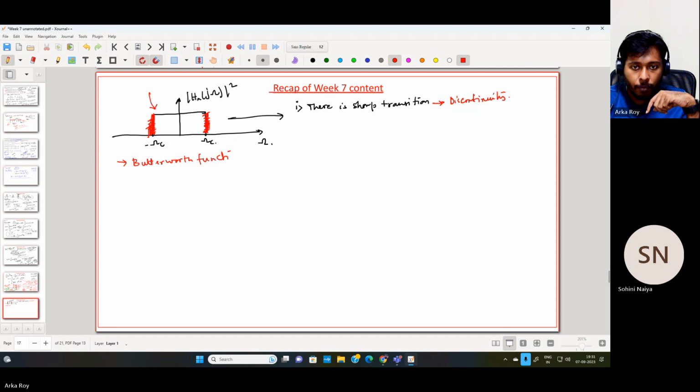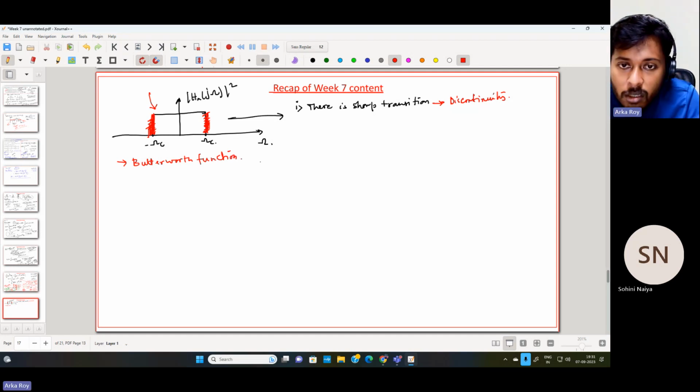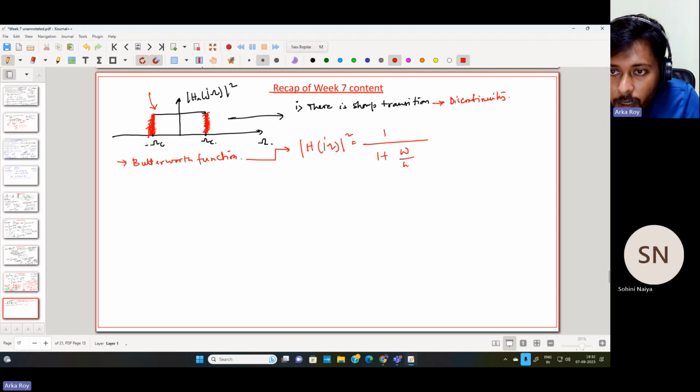So the magnitude response of the Butterworth function can be written as magnitude of H(ω) squared will be 1 plus (ω over ωc) to the power 2n. But mind it, this is a magnitude square response. So we have not even talked about what is the Laplace transform of this particular representation. So that we have to find. So what is the Laplace transform and other representations?